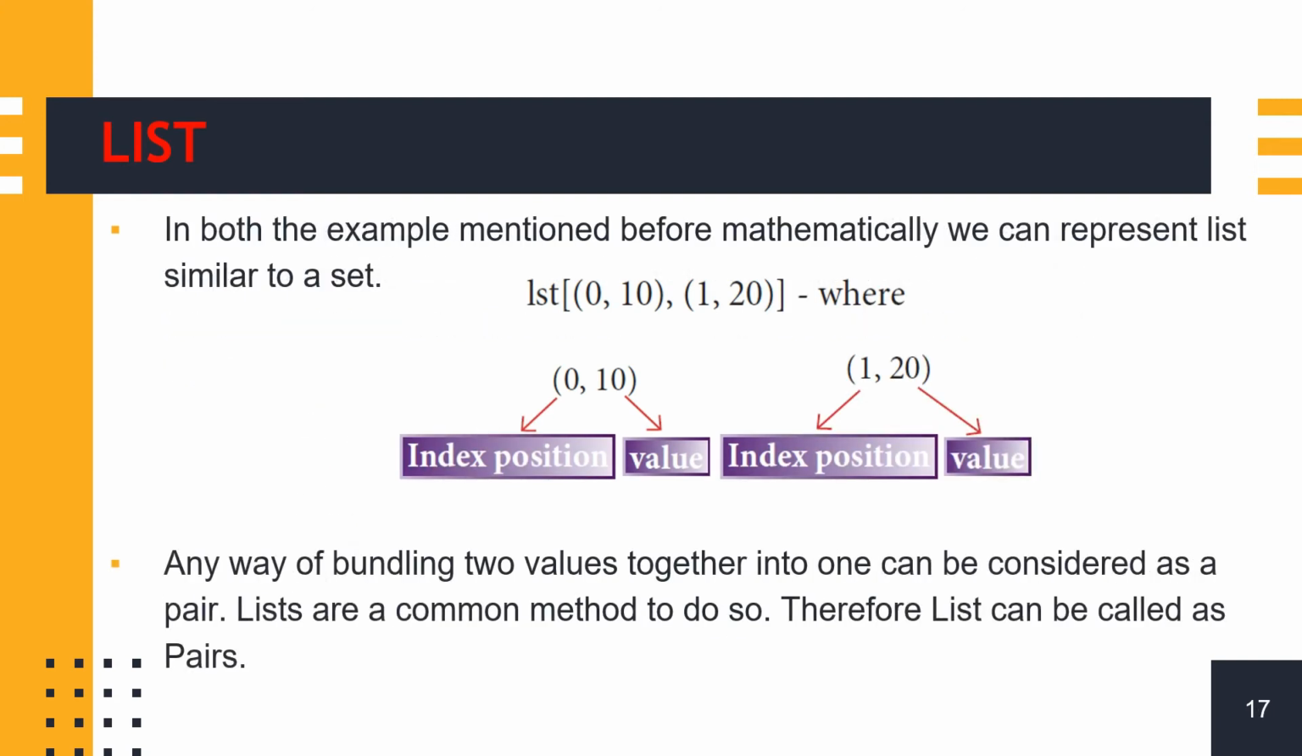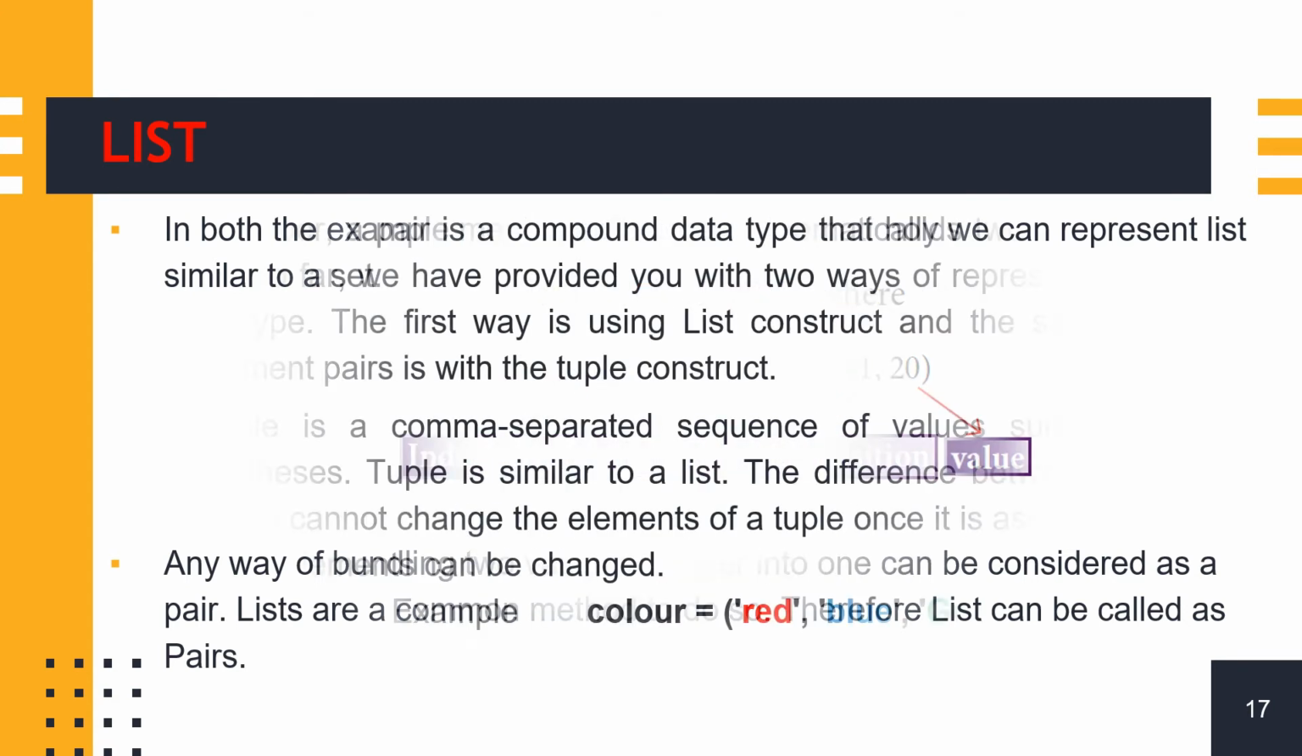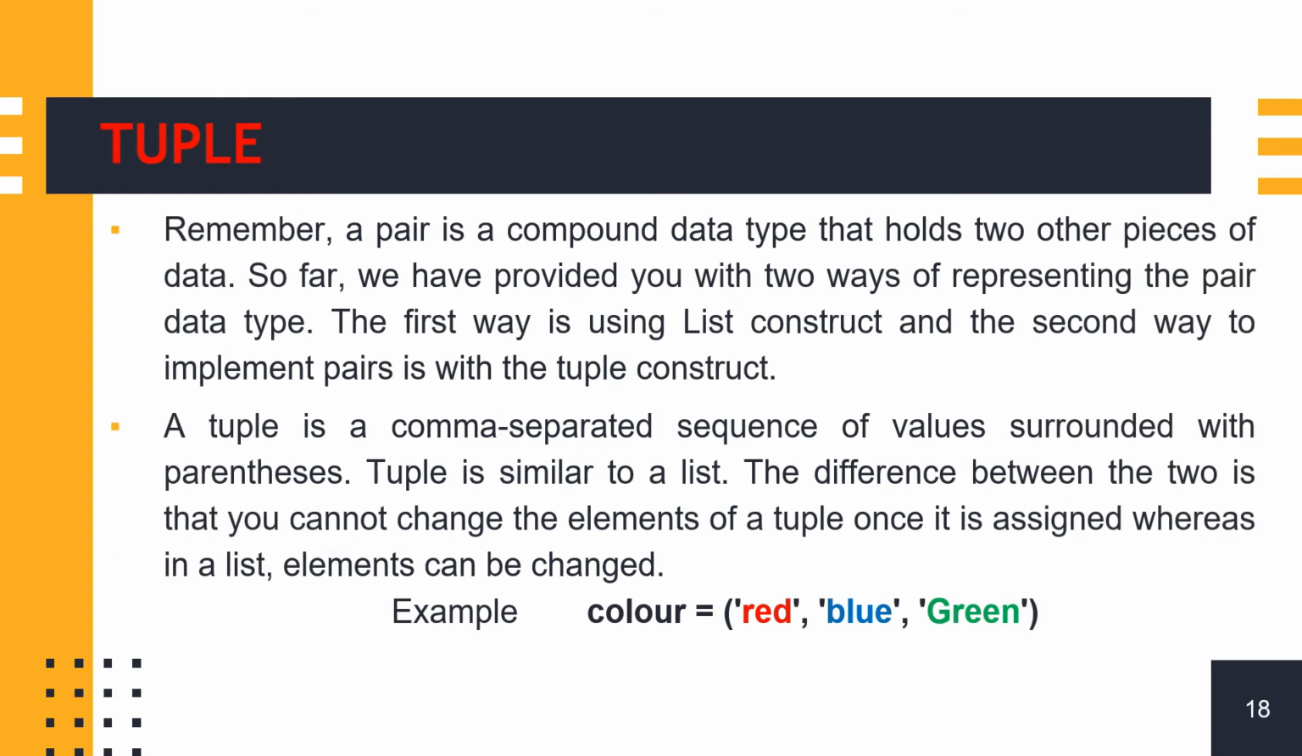Now in both the examples mentioned before, mathematically we can represent a list similar to a set. Here list[0] is 10 and list[1] is 20, where each entry is an index position and a value: 0 and 10, 1 and 20. Any way of bundling two values together into one can be considered a pair. Lists are a common method to do so. Therefore, a list can be called a pair. Now remember, a pair is a compound data type that holds two other pieces of data.